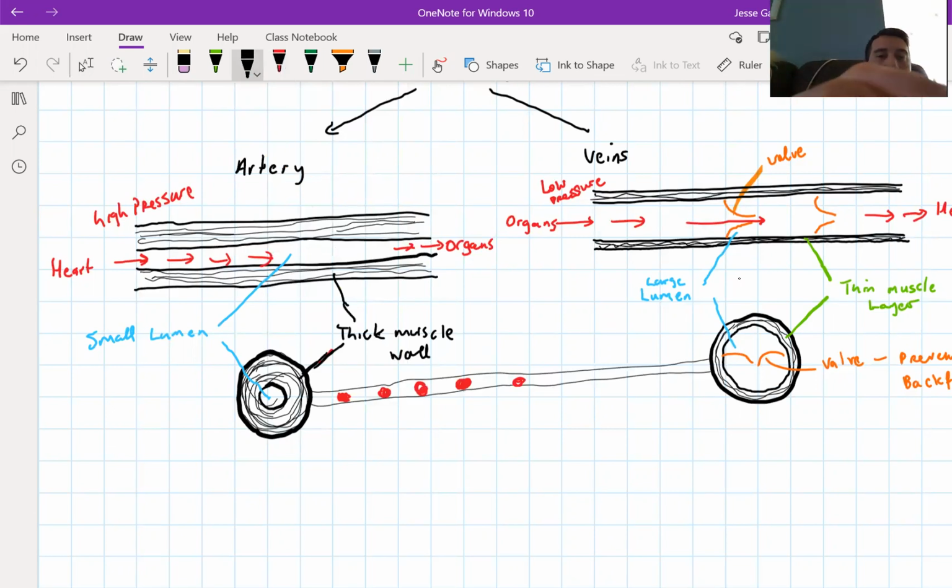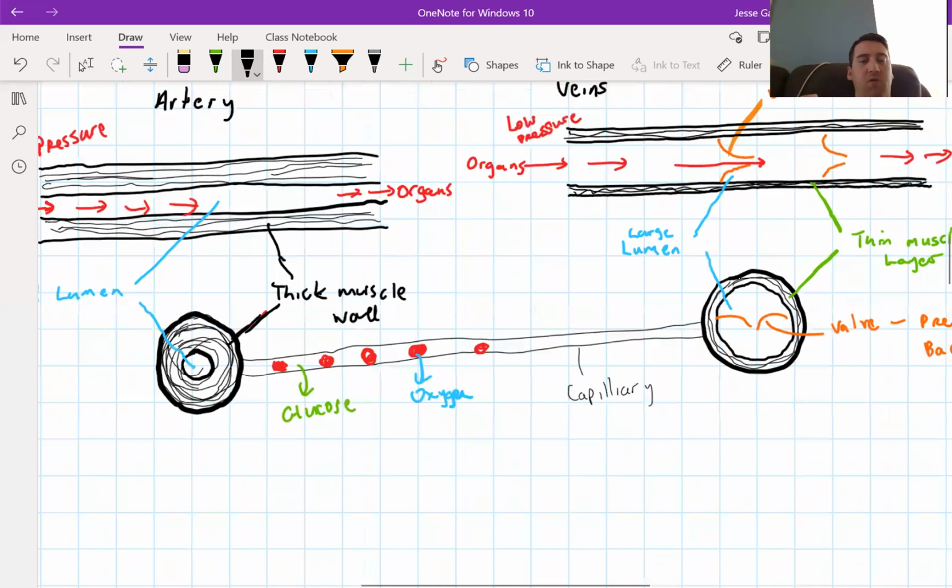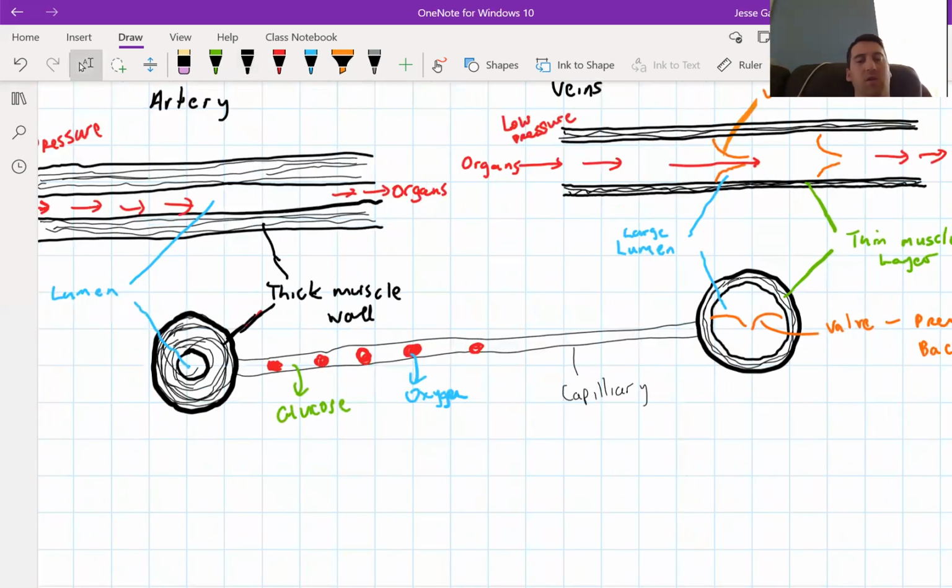As they do so, the materials from the plasma, the glucose, and the material from the red blood cell, the oxygen, escape into the cells. So oxygen from the red blood cells and glucose from the plasma escape to the tissues that surround the arteries and the veins. This here is a capillary, and it's a very, very important blood vessel. I don't know why, but it's always the one that seems the most difficult for students to remember, even though it's the most important one.